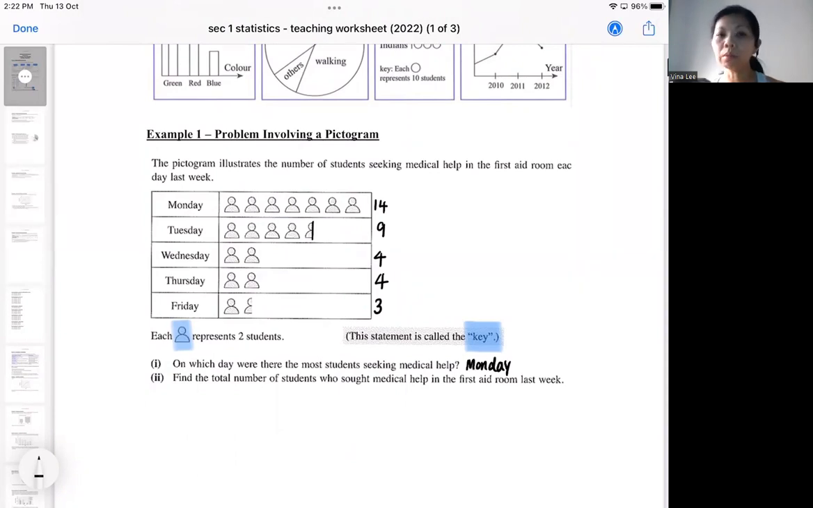And if you would like to know the total number of students, basically you just add up all the categories. So here you have 34 students over the whole week. So always read what information is involved, so you can answer appropriately.